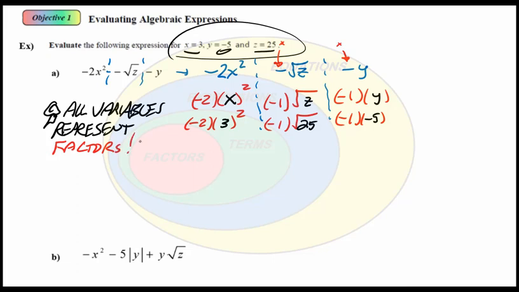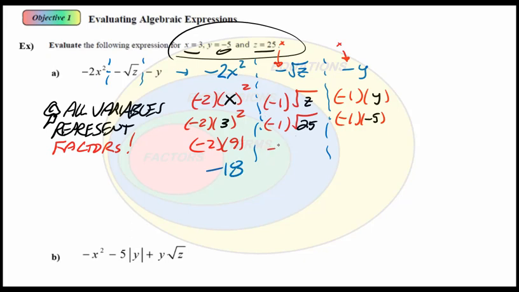So every variable that we had actually represented a factor in that expression. So anyway, just keep track of that. But let's evaluate each of these terms. Now that I have the values in there, this would be -2 times 3 squared, which is 9. So the value of this first term was negative 18.